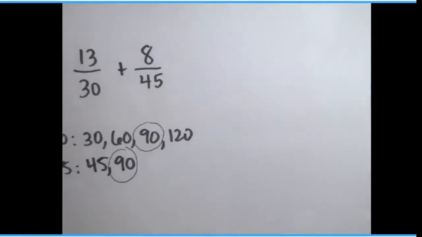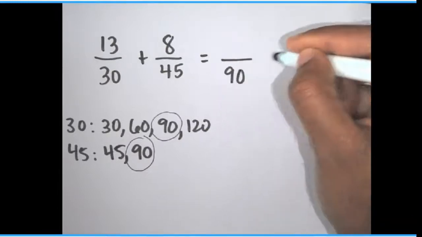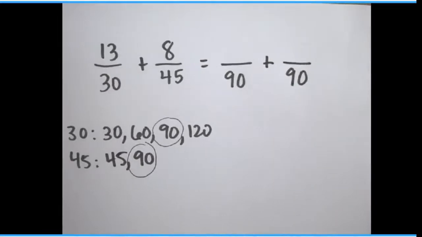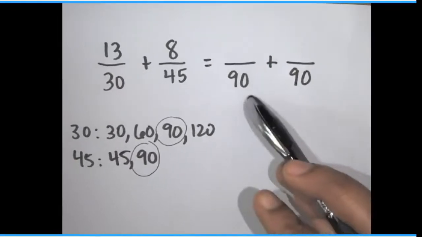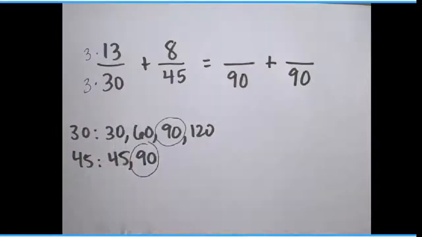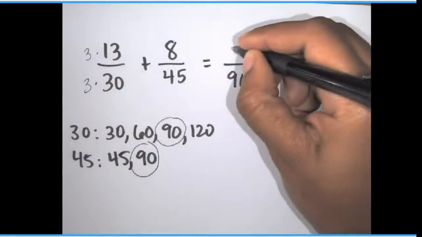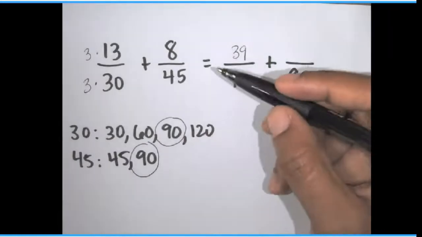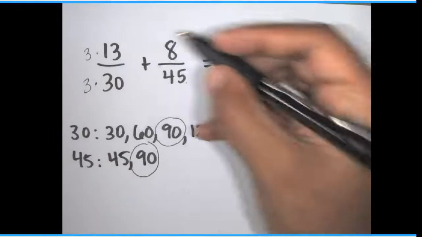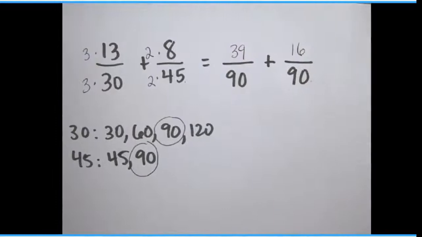Okay, so now if we move over, we're going to put 90 on the bottom in the denominator, and again, we're adding. We be really careful with our signs. Okay, so I know that 30 times 3 is going to give me 90, so I'm going to times 3 here, times 3 to the top. So 13 times 3, you just do your scratch work. This is 39. No mental math, okay? 45 to go to 90 is going to be 45 times 2. So times 2 to the bottom, times 2 to the top. So now I get 16 over 90.